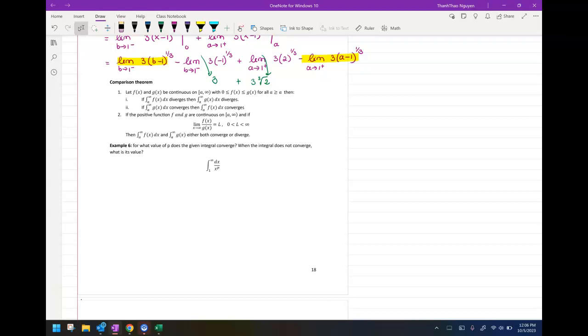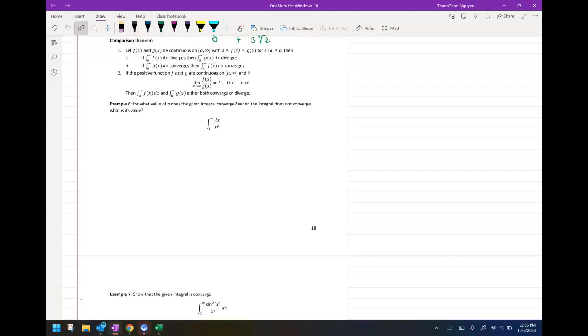Okay? If the positive functions f and g are continuous on the interval, and the limit as x approaches infinity of f of x divided by g of x converges to a value L, then f of x and g of x either both converge or both diverge. Okay.